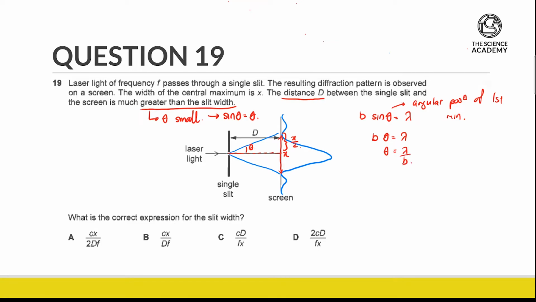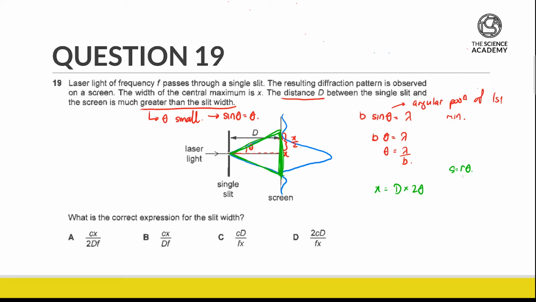Now if theta is going to be small, then if we assume that this triangle over here is actually the arc of a circle, then the central max over here, x, is going to be equal to d times 2 theta. Essentially, I'm using the formula s equals r theta for the arc of a circle. Again, because we are assuming that this triangle over here is actually a slice of a circle, a sector of a circle.